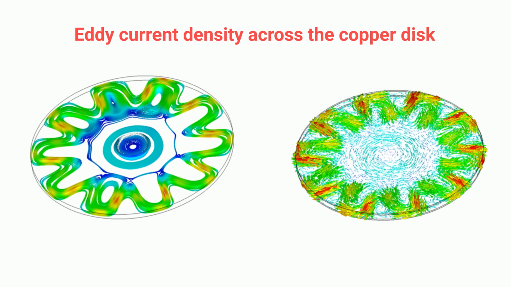Let's look at the eddy current density across the copper disc. Rotation within the magnetic field induces eddy currents, strongest between the magnetic poles. This concentration ensures efficient braking, providing consistent force and highlighting the system's optimal design and functionality.